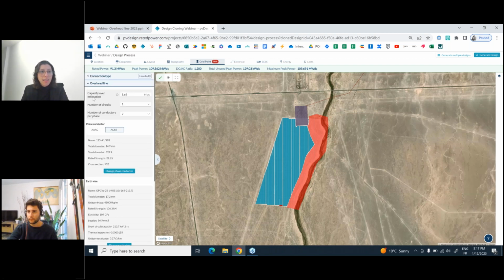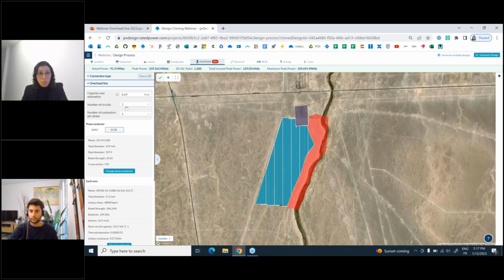The first input is the capacity overestimation. Maybe it could be named differently in different countries, but it is the capacity that could be considered for future capacity increase. So in the software, we're going to use this capacity that the user introduces to oversize the overhead line for future addition or increase of capacity. So for example, here we have 91.3 megawatt, and we can just simply add 8.7 to reach 100 or to oversize our overhead line for a 100 megawatt capacity.